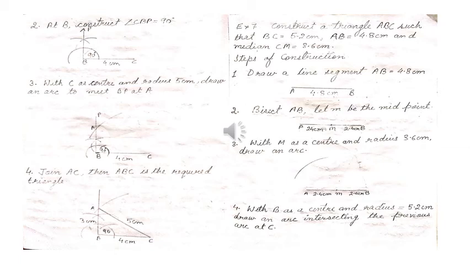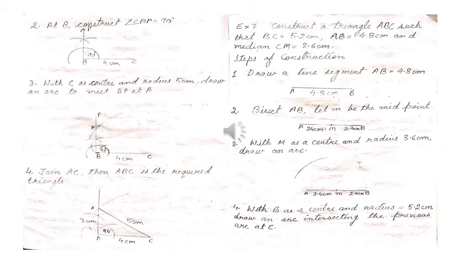Now example 7. Construct a triangle ABC such that BC is 5.2 centimeter, AB is 4.8 centimeter, and a median CM is 3.6 centimeter. As you know, what is a median? A median is a line which bisects the opposite side into two equal parts. Clear? Now steps of construction.